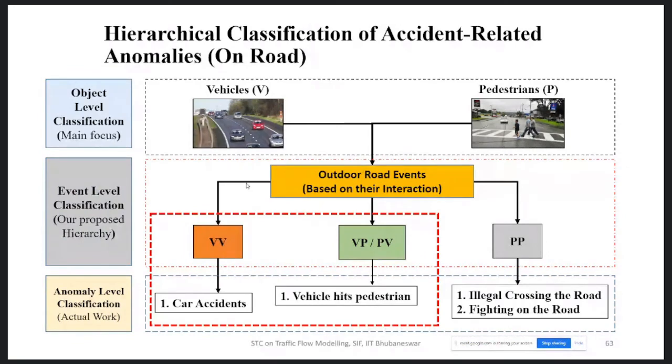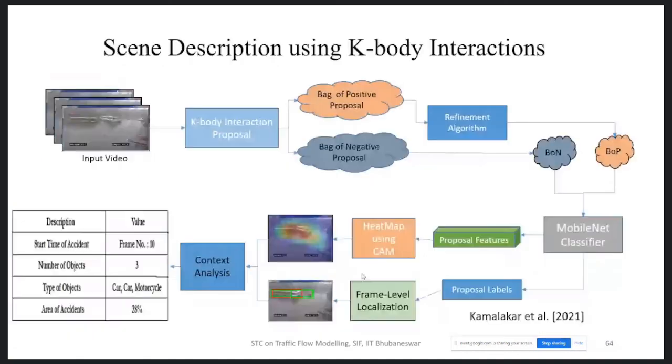Based on their interactions, what we are trying to do here is detect car accidents, then vehicle hits pedestrians. We are also working toward solutions like illegal crossing of the road, fighting on the road, all these things. So this part, the red part, we have already completed, where we have applied deep learning frameworks to detect objects and to identify their interactions, and then find out how the events can be detected.